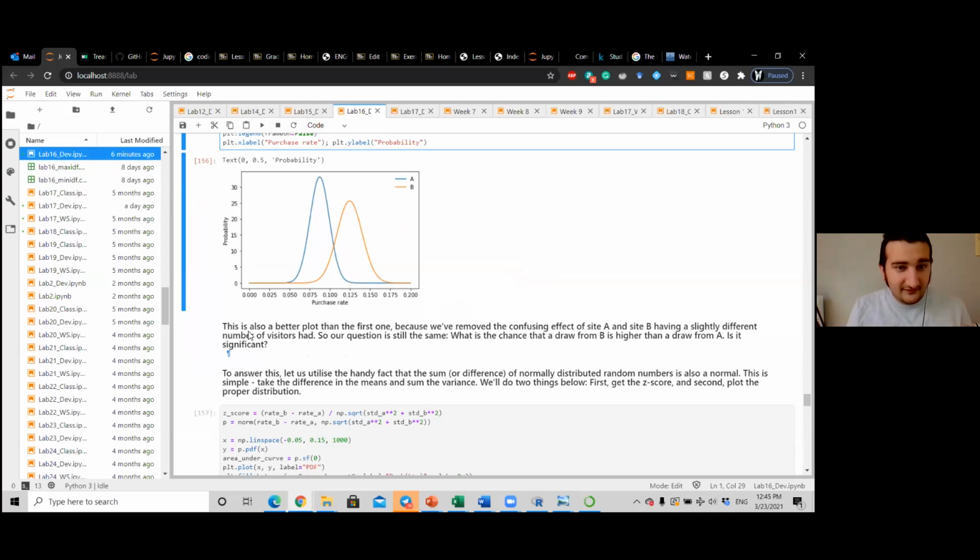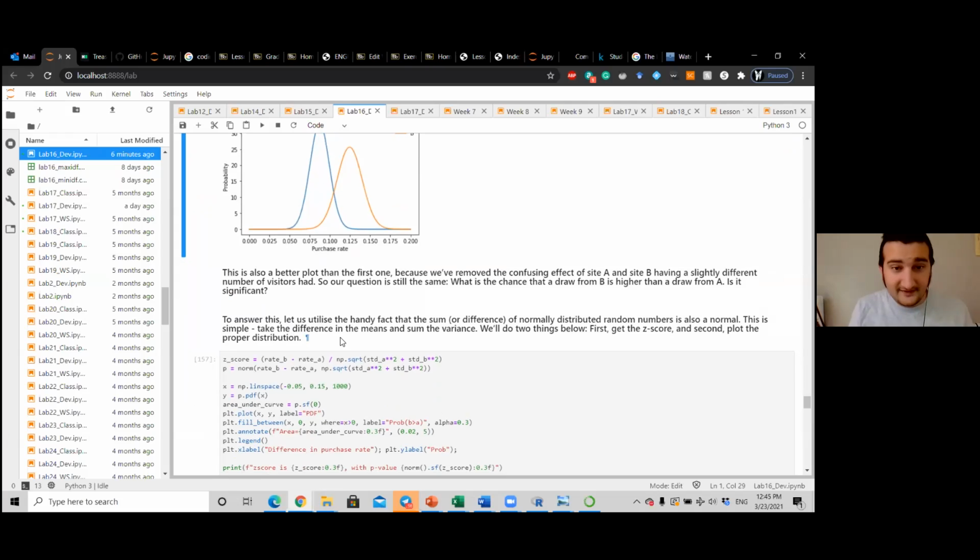So this is also a better plot than the first one because we've removed the confusing effect of site A and site B having a slightly different number of visitors. So our question is still the same. What is the chance that a draw from B is higher than a draw from A? And is it significant?